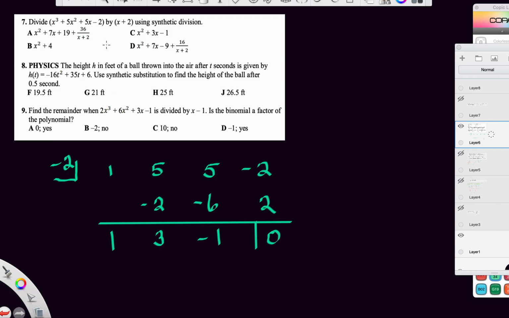So what do we have left over? 1, 3, negative 1. Now, I started with a polynomial to the power of 3, so I'm going to drop that power by 1, put an x squared in, plus 3x minus 1. What's left over? x squared plus 3x minus 1. Is that one of my answers? And absolutely it is. There you go.